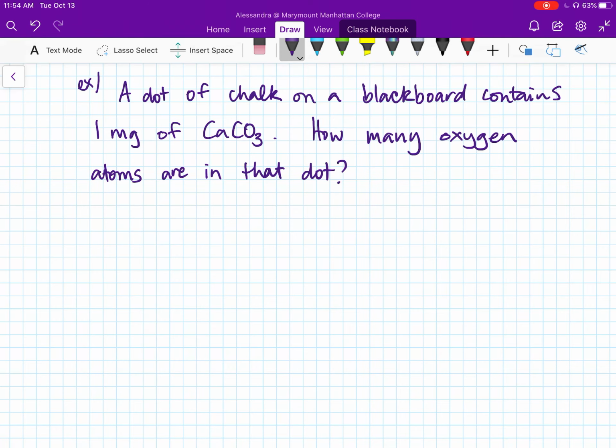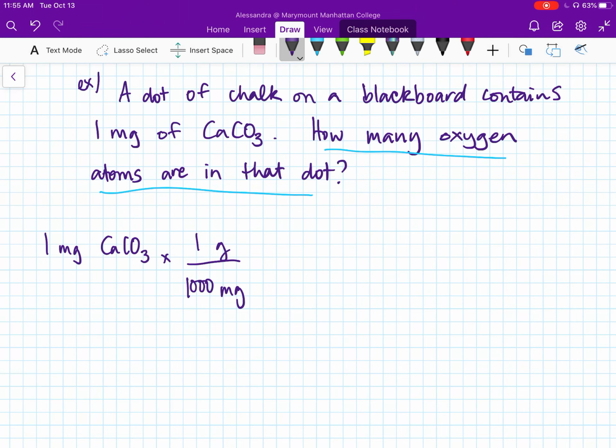A dot of chalk on a blackboard contains 1 milligram of calcium carbonate, CaCO3. Can I figure out how many oxygen atoms are contained in that single dot of chalk? So with all of these dimensional analysis problems, I always start with what I know. I know that I have 1 milligram of calcium carbonate. Now, I probably need to convert that to grams and then go from grams to moles. So let's start by converting to grams. I have 1,000 milligrams in a gram. So that will give me grams.